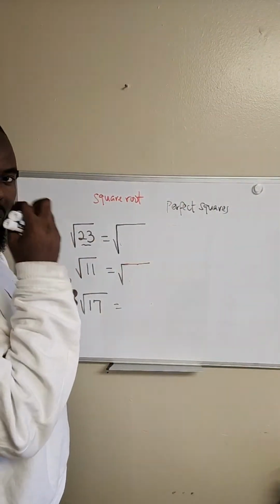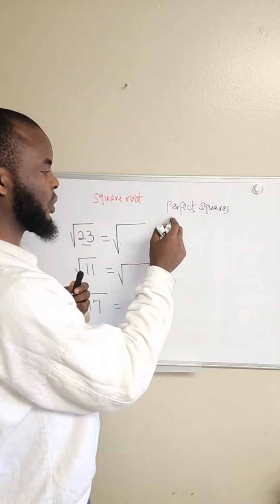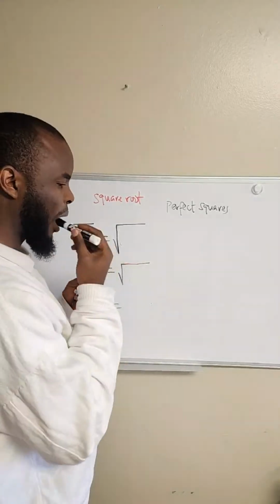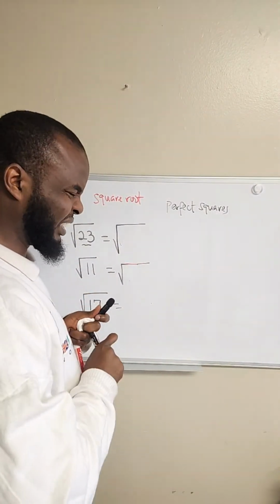When you talk about perfect squares from 1 to 100, we have 4. You can just put it in the comment section, please. Let me know.